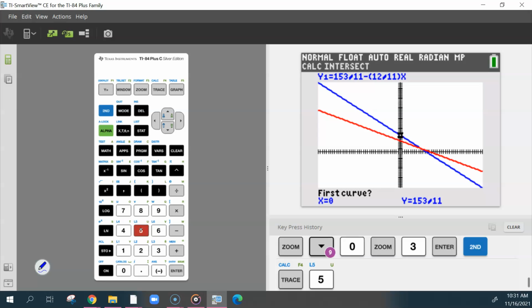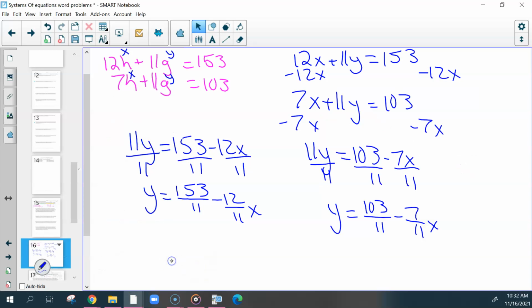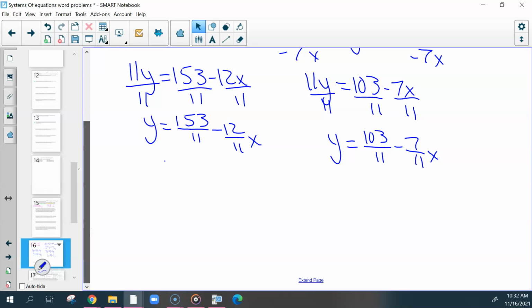It'll ask you for first curve. Your cursor should be on one of those lines. Hit enter. It'll ask you for second curve. Your cursor should be on the second line. Hit enter. You don't want to guess, you want the calculator to do the work, so hit enter again. And it will tell you the intersection is at 10, 30. So you would write that down as part of your answer.